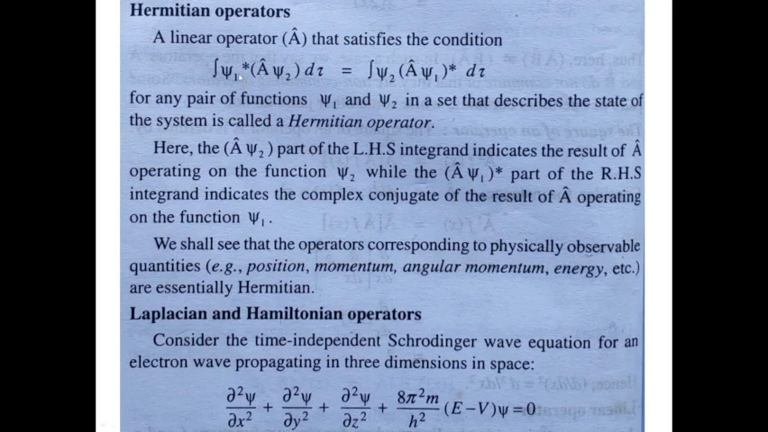In fact, the integral of psi 1 psi 2 d tau is actually related to the probability of finding the electron. We will discuss it in the next slides.